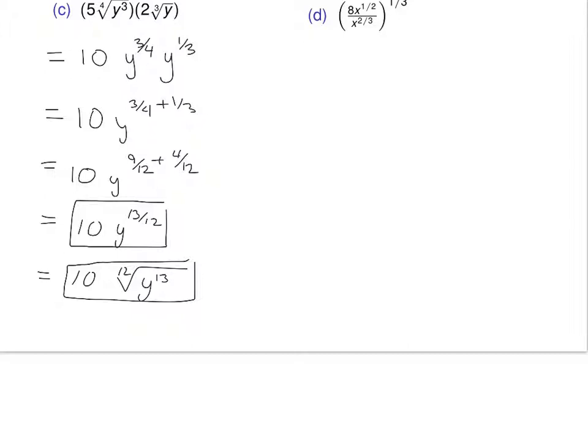Okay, I'm going to do example D, and then we'll finish the rest of this one tomorrow. We had to go over the syllabus, so I wasn't quite able to do it all.